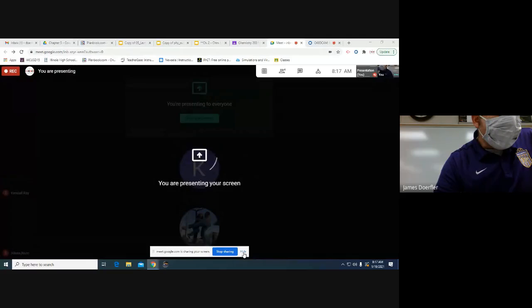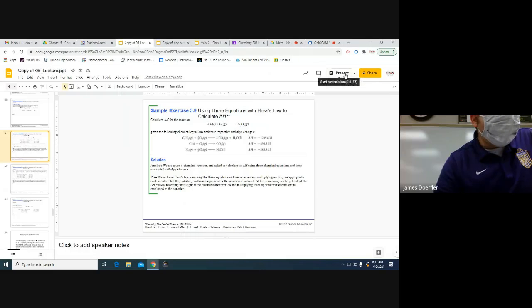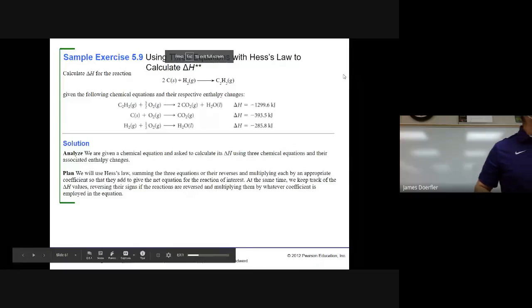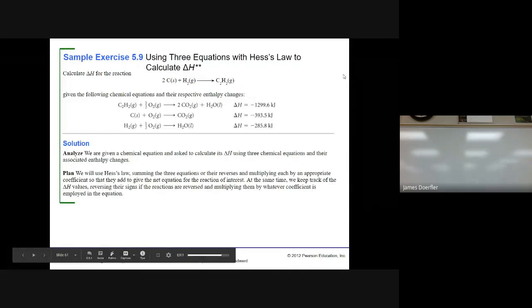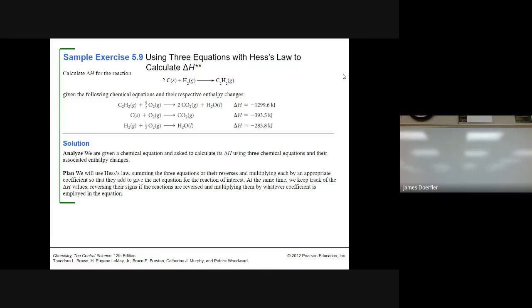So on Friday, we started working with Hess's law. Okay. And on Friday, we only did problems that you had to manipulate two equations. But I also said that today we're going to just step it up a notch. Okay? And so what we're going to be doing today is we're going to be looking at three equations.